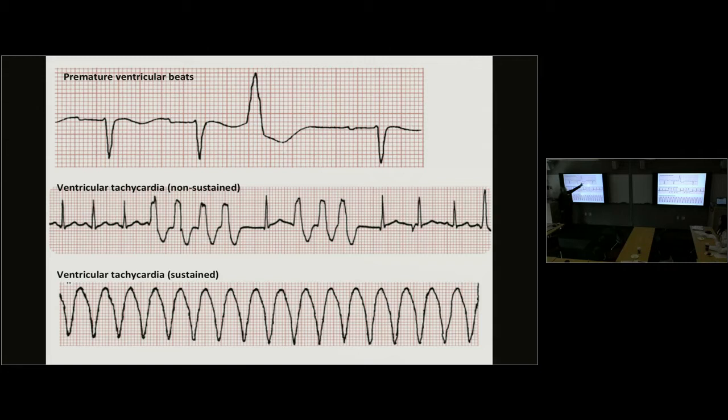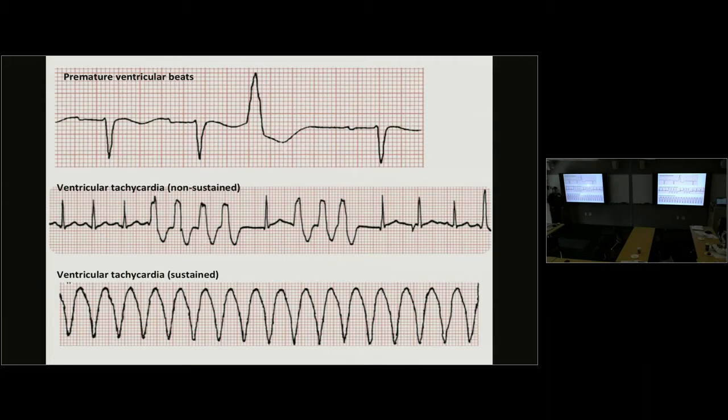If you have two of these in a row, we call it a couplet. And if you have three in a row, we call it a triplet, or it's really non-sustained ventricular tachycardia. So non-sustained means it's less than 30 seconds. So you can see here, normal beat, normal beat, normal, abnormal, abnormal, abnormal, abnormal. So you wouldn't want to see this on yours, but it does happen. The other thing to note is that, see how all of these look the same? So it tells me that abnormal beat is coming from that same spot each time. Sometimes you'll see that they look different each time.